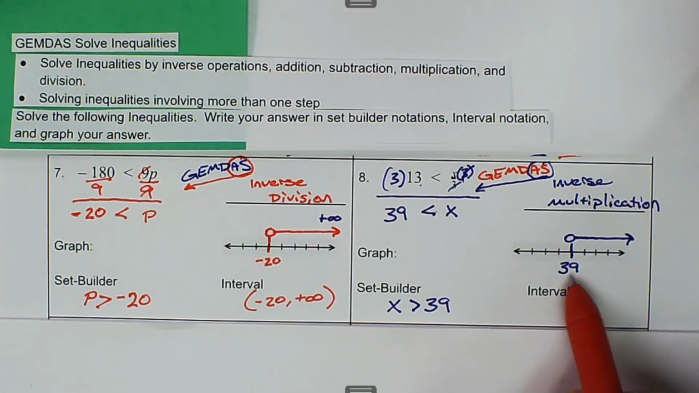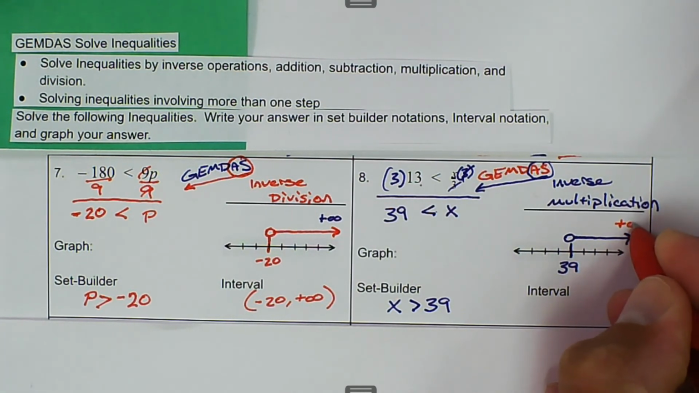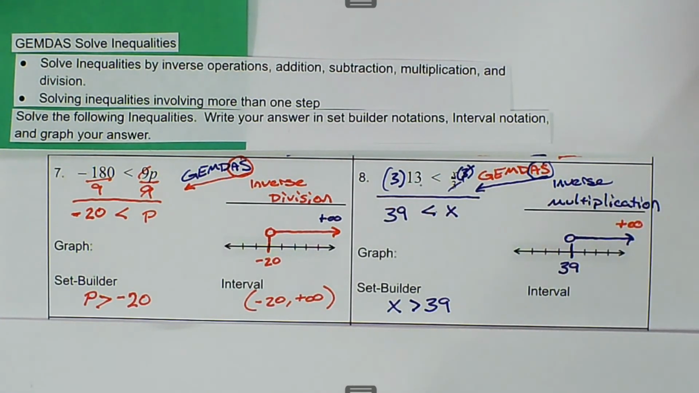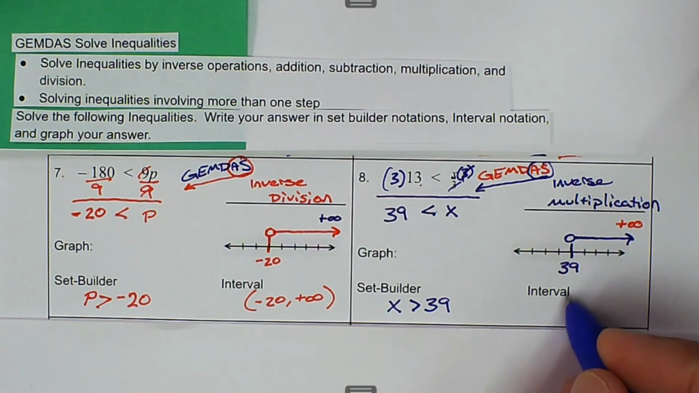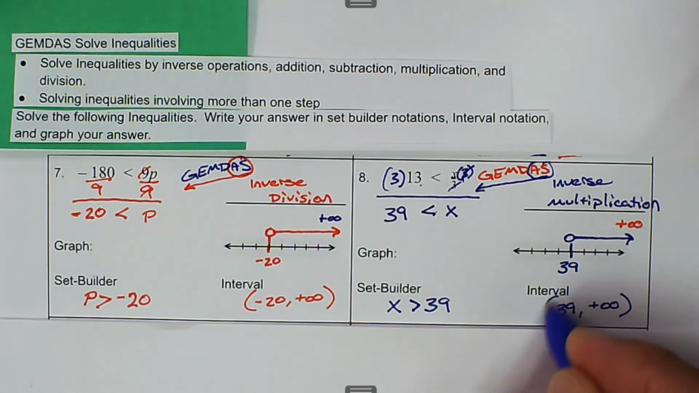So here I have the low end, which is 39. And then I need a high end. This arrow here means we're going to positive infinity. And so I always write the smallest end first. So here's 39. And that's going to go to positive infinity. And we're going to have parentheses on both of those.